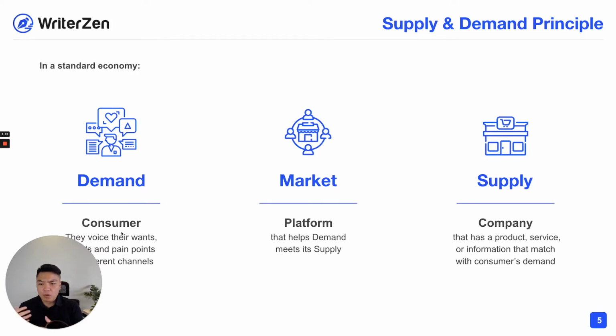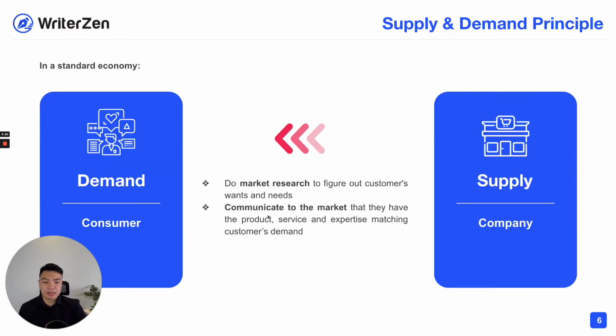They voice their wants, needs, pain points, whatever, through different channels onto the market, and the market works as a platform, right? This market helps the demand side meet with the supply side, and the last is the supply end, which is a company or individual who has the product, service, or information that will match with the consumer demand. And that's what propels economies forward, right?